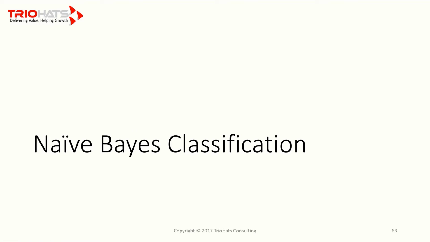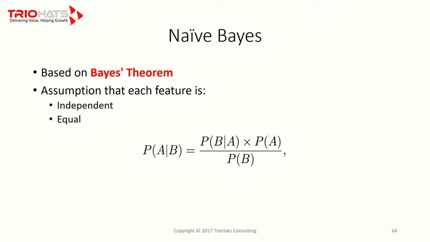So the next classification algorithm we are going to see is naive Bayes classification. First of all, naive Bayes is based on Bayes theorem, and Bayes theorem has the assumption that each feature is independent and equal. First of all, what is Bayes theorem? So Bayes theorem tells you about a probability.